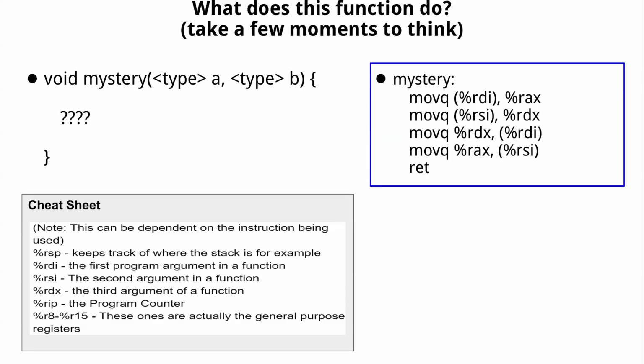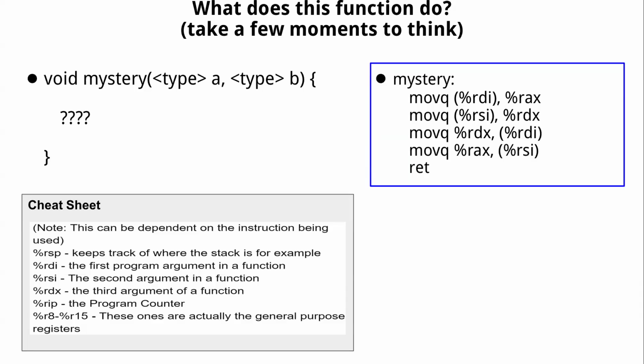Then the second instruction, RSI, which is the second argument, we're doing the same thing. So RSI is B. And there's a parenthesis, which means B is also an address. We're moving where B points to RDX. So now we know that both of them are just pointers, addresses.